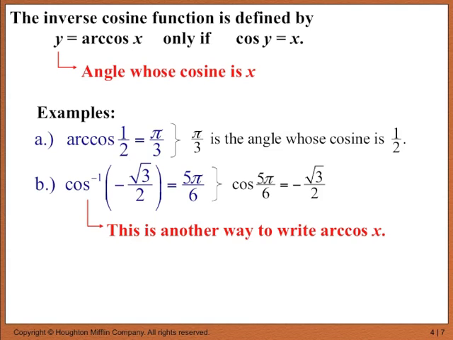Notice also, and this is where the domains and ranges come in, the range of the inverse sine function is from negative pi over 2 to pi over 2. But the range of the inverse cosine function is from 0 to pi. And that's why 5 pi over 6 is a possible value when we're evaluating an inverse cosine. 5 pi over 6 is in the second quadrant, but it's still between 0 and pi.